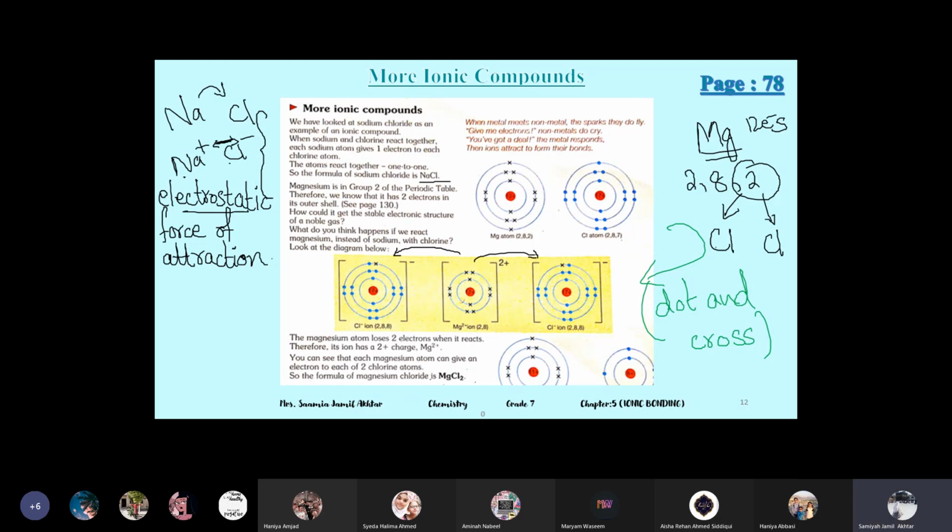The magnesium atom loses 2 electrons when it reacts, therefore its ion has 2 plus charge, magnesium 2 plus. You can see that each magnesium atom can give an electron to each of 2 chlorine atoms. Means there are 2 chlorines, and magnesium will give one electron to each. So the formula of magnesium chloride is MgCl2 because there is only one magnesium and 2 chlorines. Is it clear?